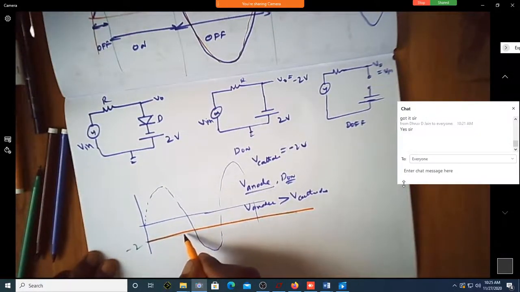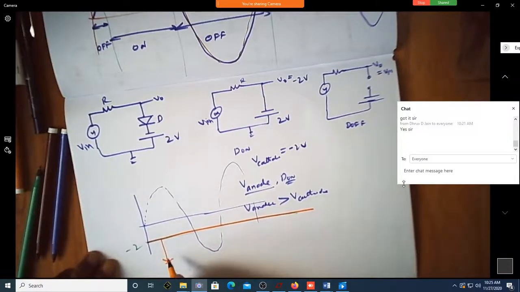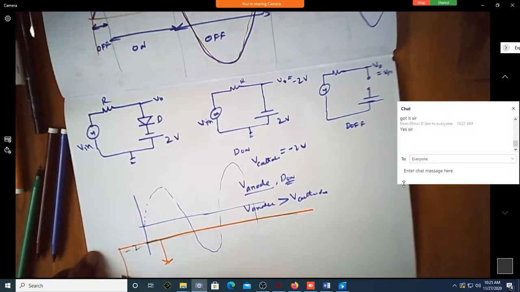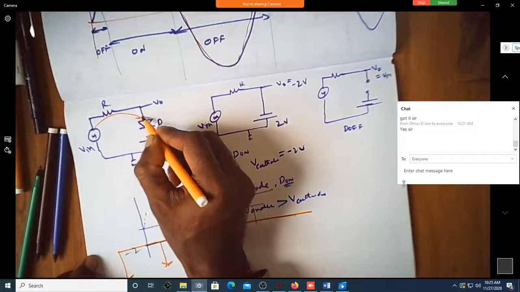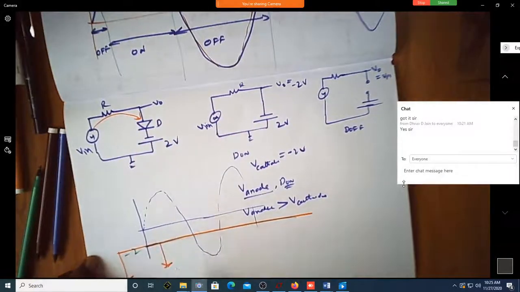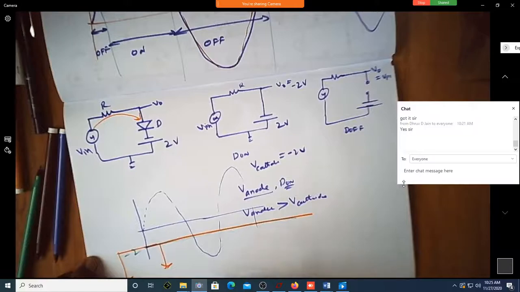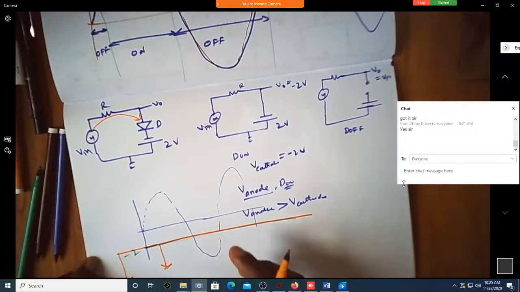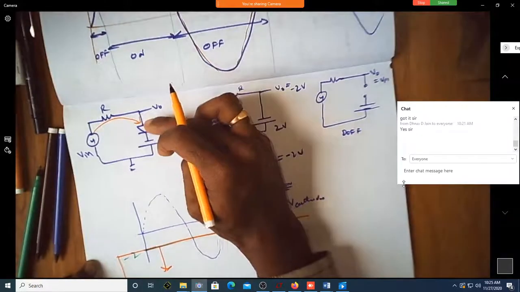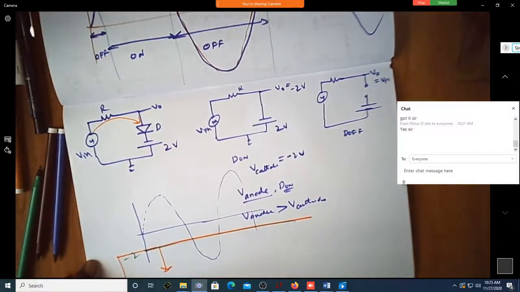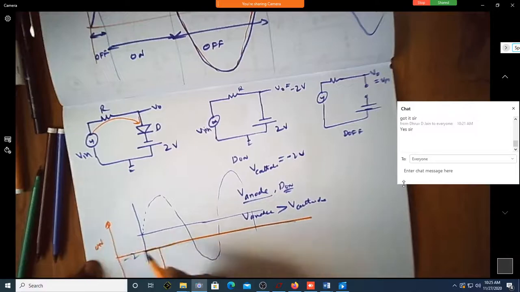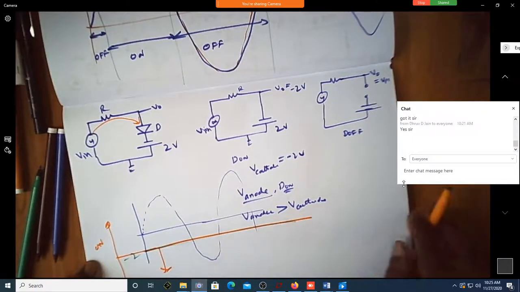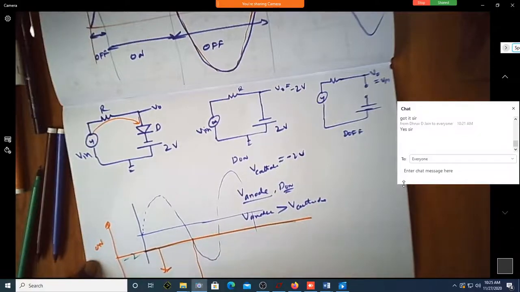So is this value below this? What is the condition of your diode? Anything below this, the short circuit? You can see the input is going here. If the voltage is lesser than -2, like -2.1, -2.2, what will be the condition of your diode? So it will be off. Am I correct? Over here, it's on. Correct.